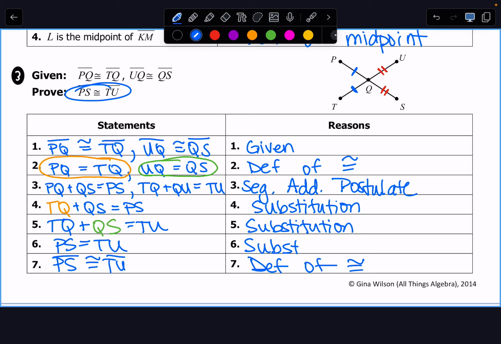Okay, so this is what you're going to start working on. Page 13 and 14 is your homework. I think you only have one proof to do on your own. Yeah?